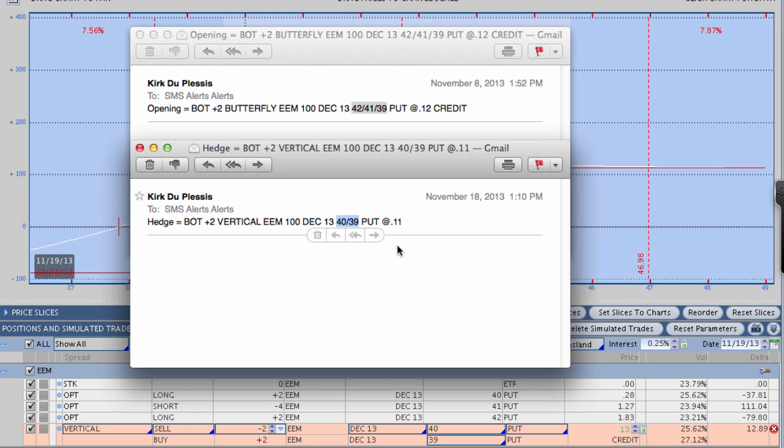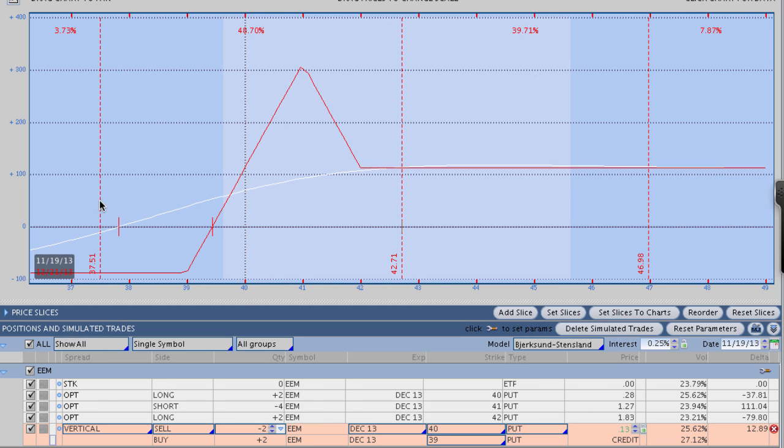But you'll see here shortly on our profit loss diagram that we actually have a very good position where we have no downside potential in this butterfly. It's total 100% upside potential for EEM. So let's go to the actual chart here.